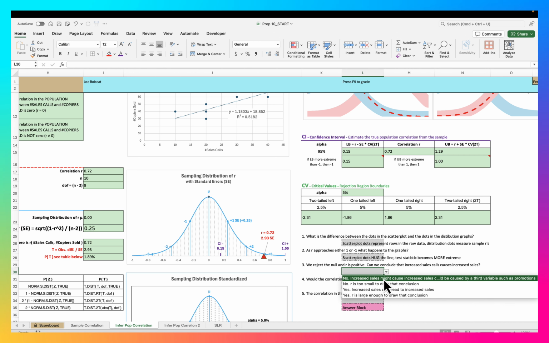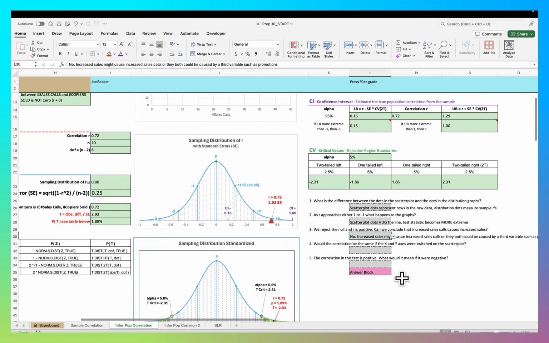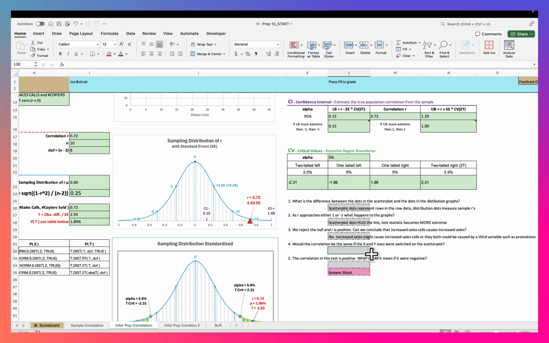So, no, increased sales might cause increased sales calls, or they both could be caused by a third variable, such as sales promotions. Would correlation be the same if x and y axis were switched on the scatter plot? Yes, they would. And R would be the same. But we proved that on the first graph.